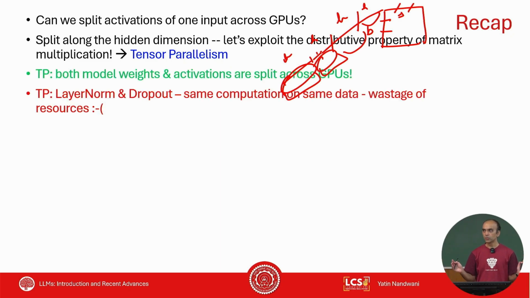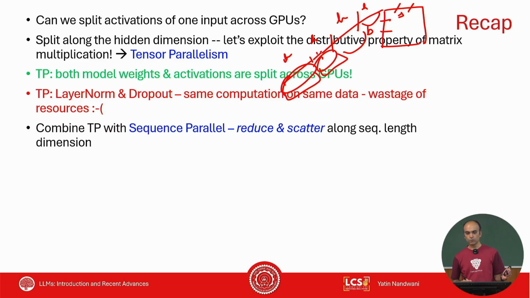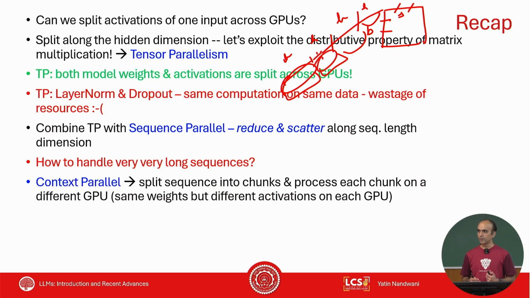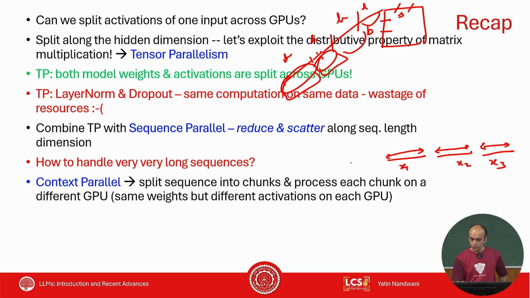All of this is good, but still this is not sufficient if we have very large sequences. So if you have very large sequences, then we can take motivation from sequence parallelism and devise something called context parallelism, where different GPUs will have different parts of the input sequence. So this is X1, X2, X3: subsequence 1, subsequence 2, subsequence 3 of my input X, which is the concatenation of these three.